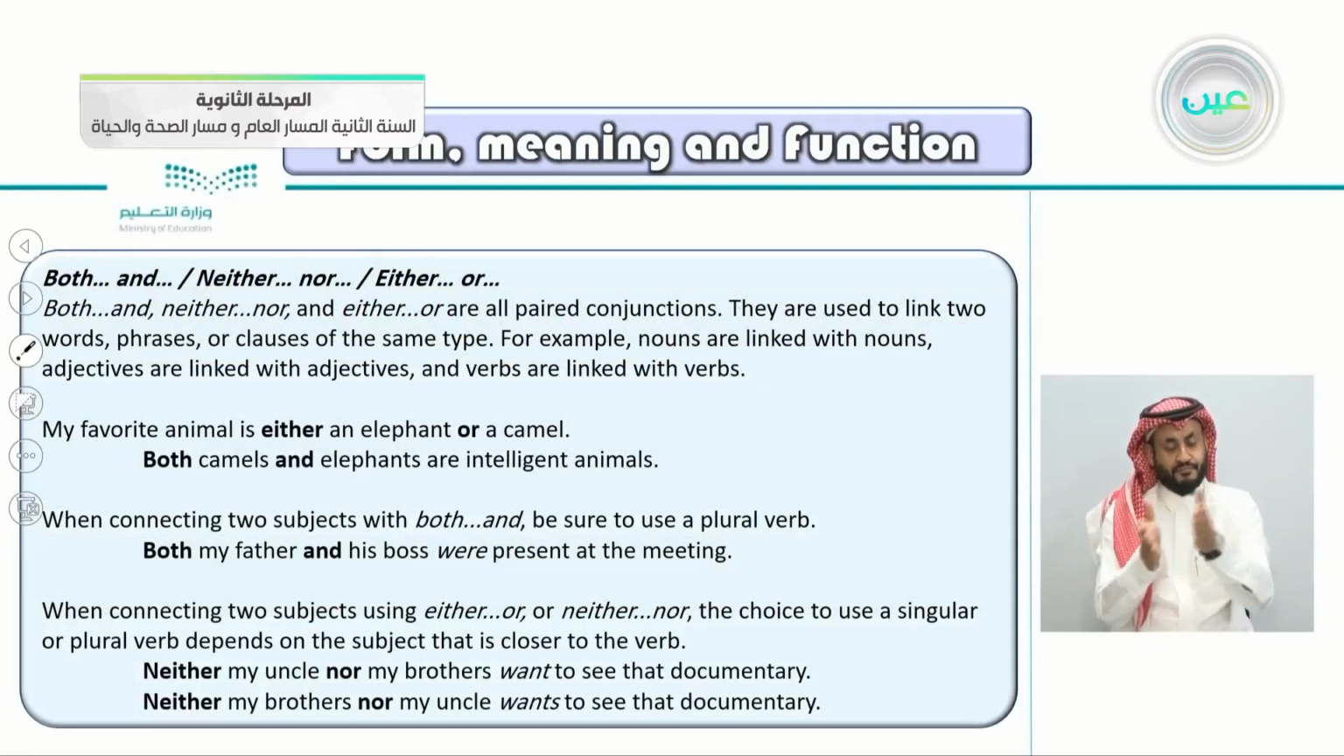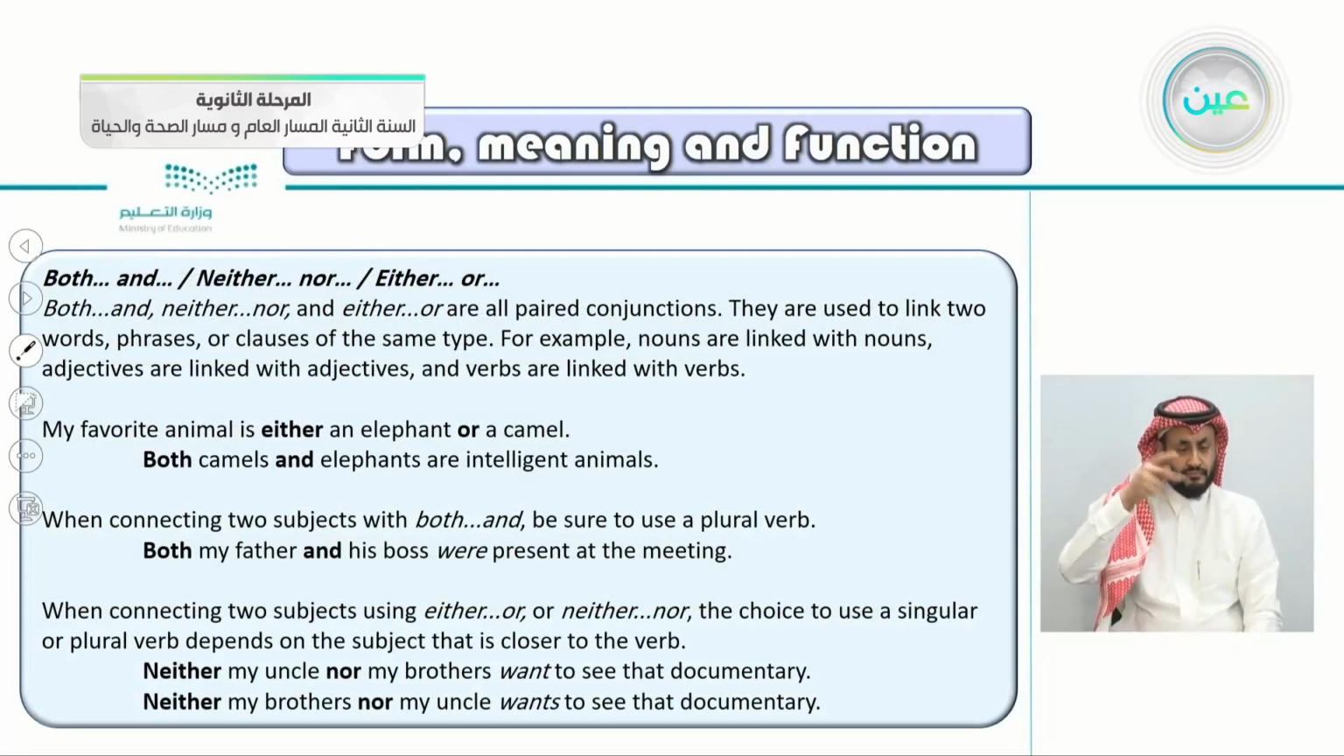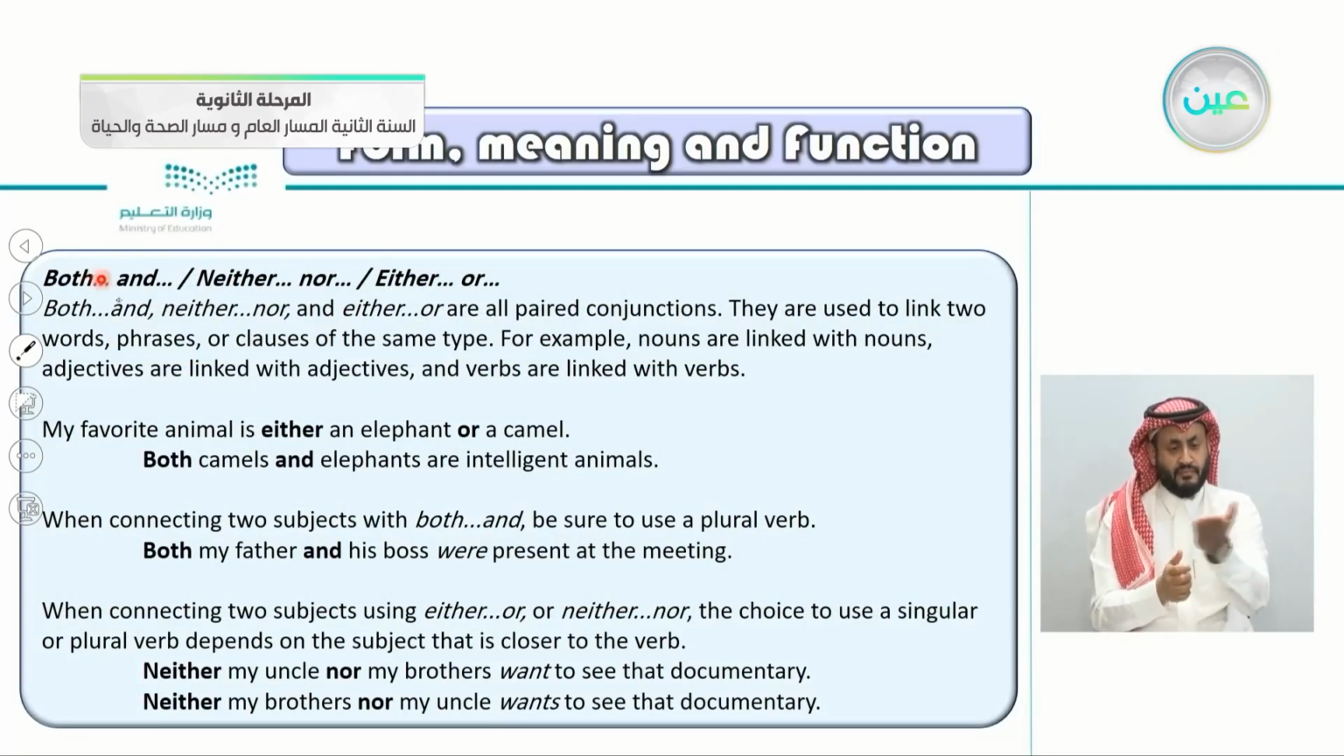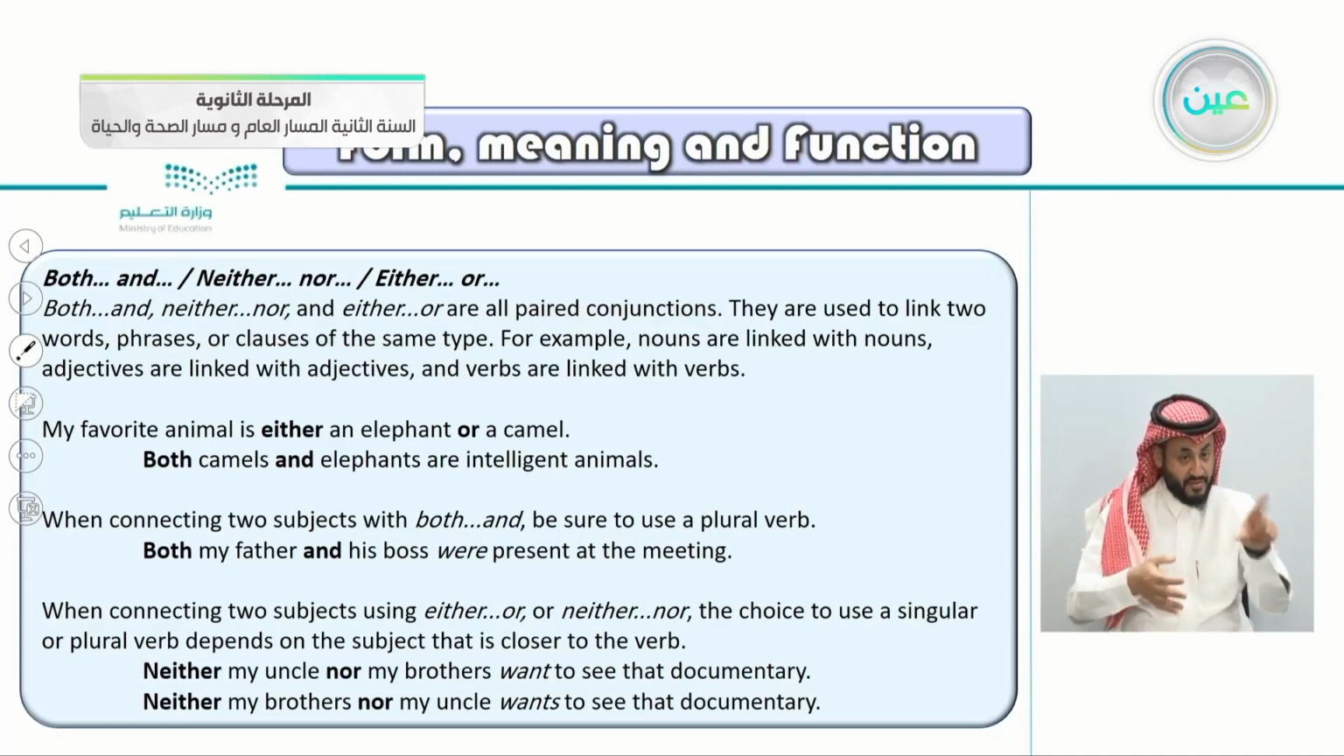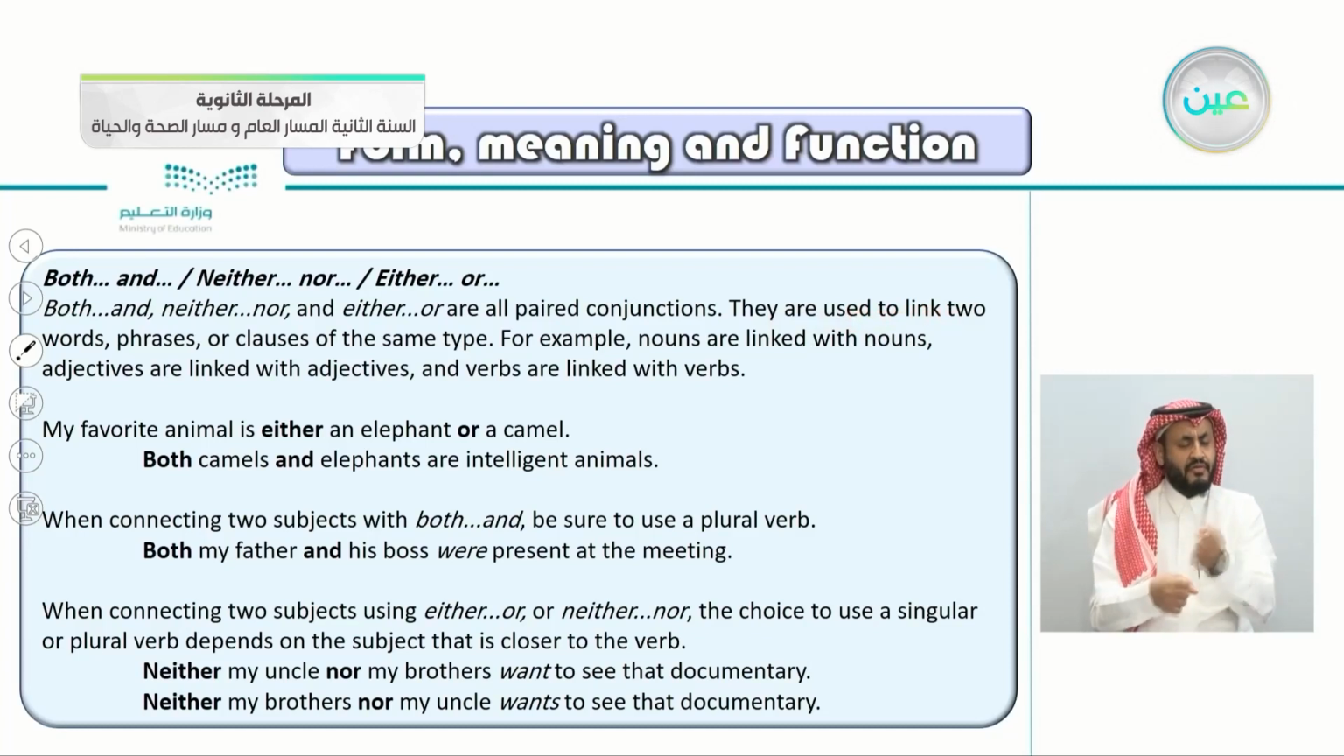Continuing here, both and, neither nor, either or. So let's read it together. Both and, neither nor, either or are all paired conjunctions. They are used to link 2 words, phrases, or clauses of the same type. So pay attention here. Why do we use them? To link 2 words or 2 phrases or 2 clauses of the same type.